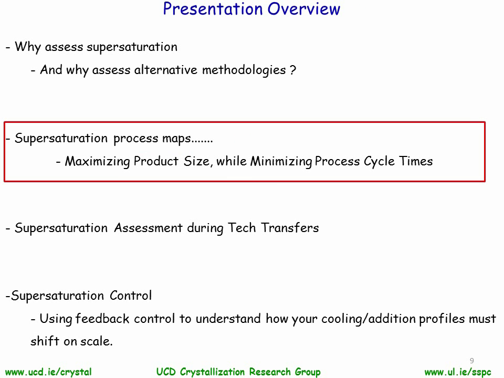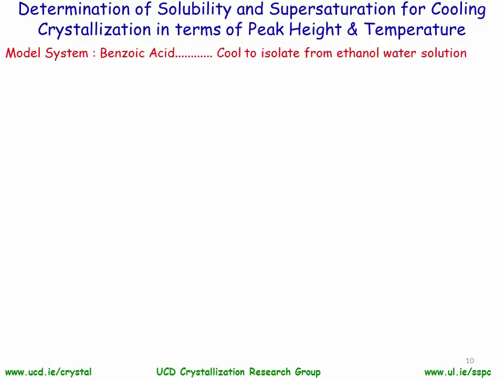So let's now look at developing supersaturation process maps with the specific goal of maximizing particle size in minimal process cycle times. What we're going to try to do here is determine solubility information prior to doing our supersaturation experiments. Obviously, for this method, identifying a peak height specific to the API or solute is critical.